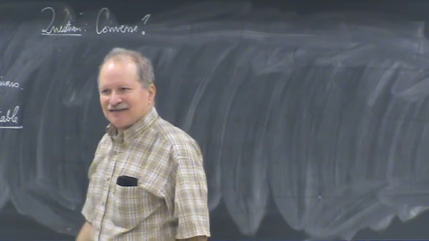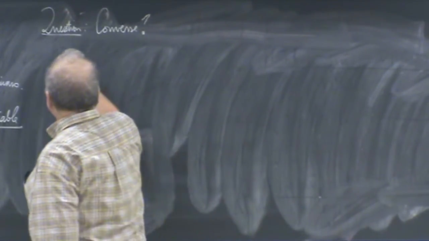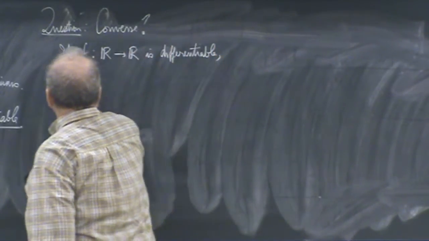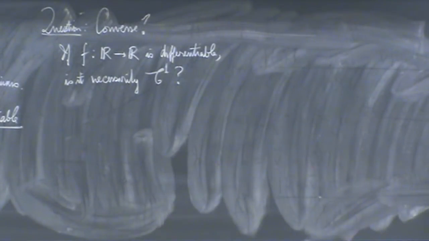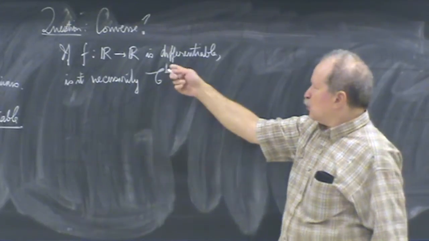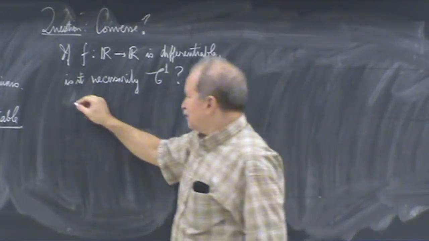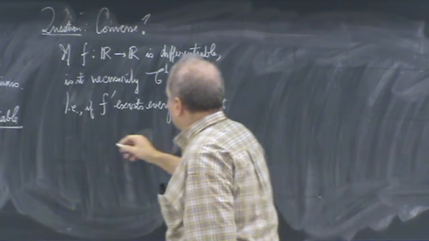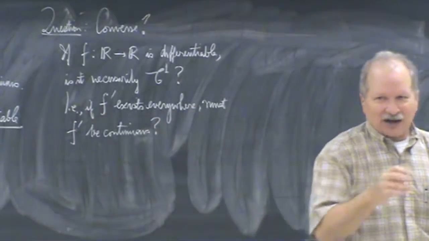So go back to baby calculus, and the peanut gallery of people that took the calc theory have an advantage here. If you have a function from R to R that is differentiable, is it necessarily C1? Tony, you should know this example also. This is old-fashioned stuff. If you had f prime, a derivative at every point for a function from R to R, does that derivative have to be continuous? If f prime exists everywhere, must f prime be continuous?